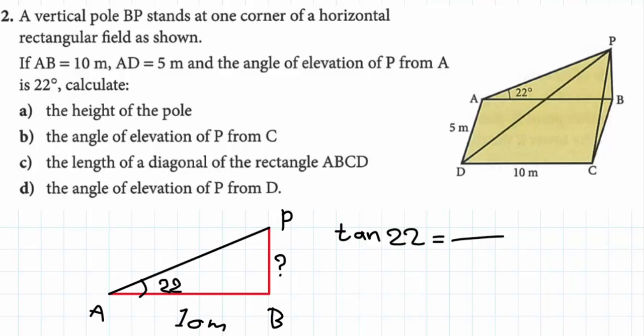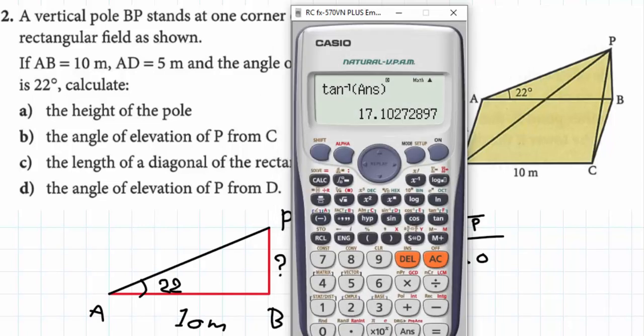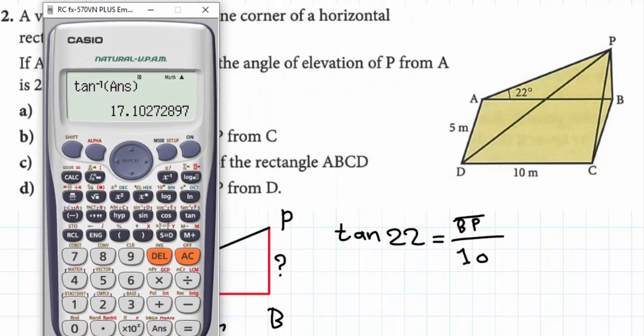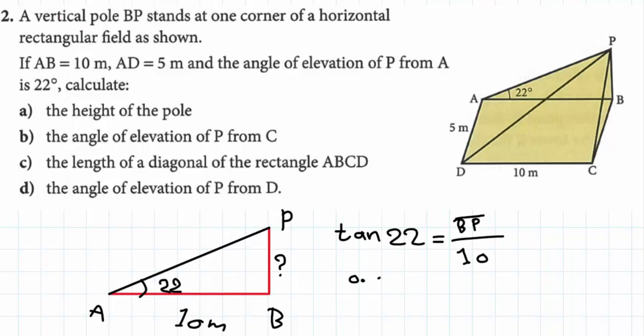The opposite is line BP, this line BP, and the adjacent is 10. Now using a calculator, tan of 22 is equal to 0.404. So let's write it. Tan of 22 is 0.404, which is equal to BP over 10.